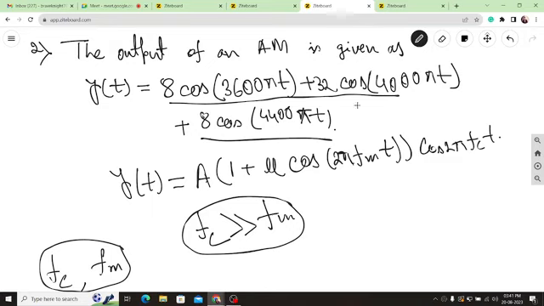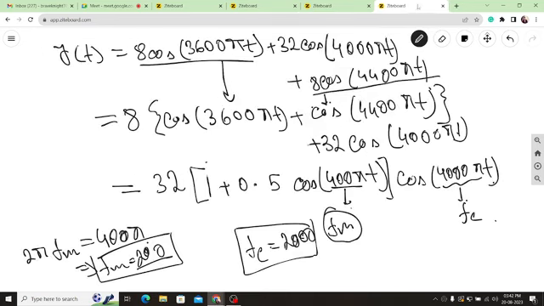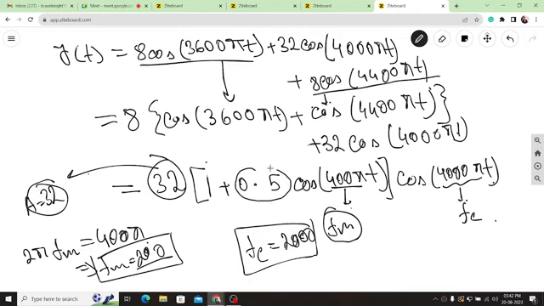The next question is, for the same signal, what is the value of mu and what is the value of A? So the value of A is also 32 and the value of mu is 0.5.